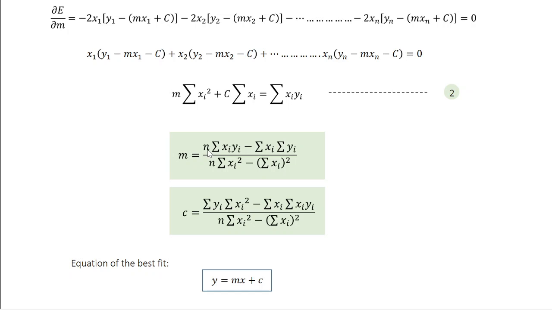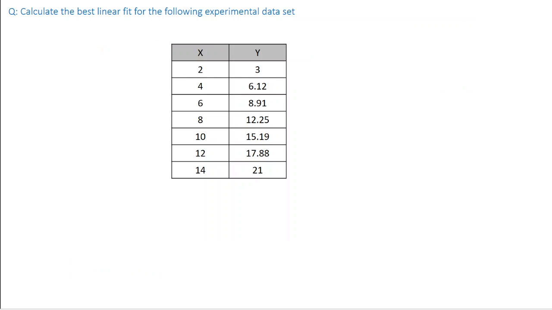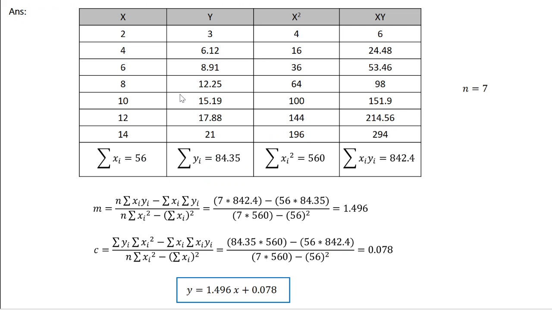So what all do you need? You need the number of data points which you have from your problem, from your question. Then you need to find the sum of x values, sum of y values, sum of x square values, and sum of xy values. So basically you need to create a table having 4 columns: 1, x values; 2, y values; 3, x square values; 4, xy values. Okay, so this is the first step.